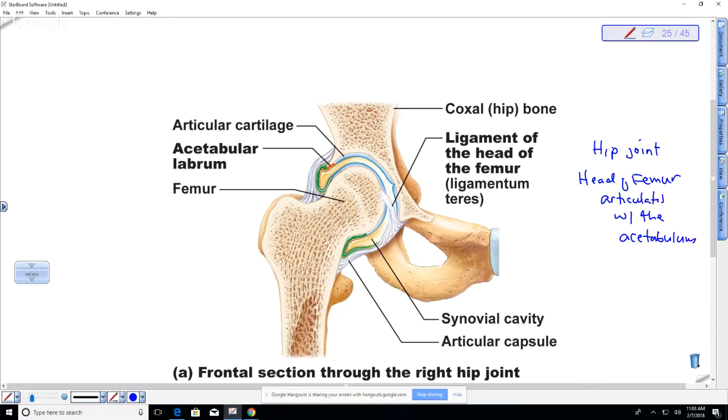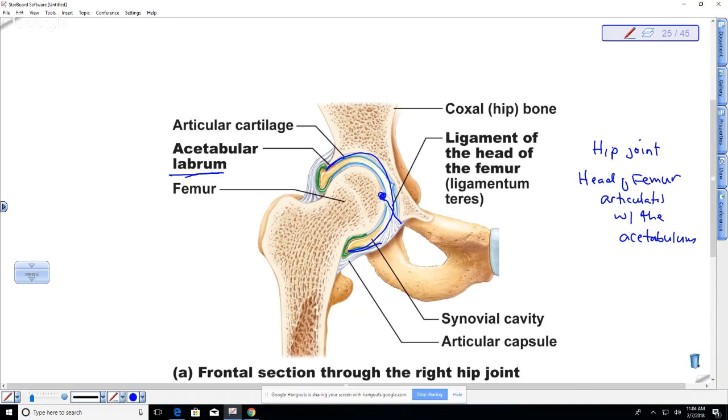So remember that we already talked about the labrum in the shoulder. This also has a labrum. So this actually makes the articulating surface even deeper. We also have ligaments, and one of the interesting ones is the ligament that connects the head of the femur right to the bony pelvis. And so we're going to look at that structure on the femur, that bone. It's the fovea capitis, which is kind of like in the middle. It's a little indentation in the middle of the femur.